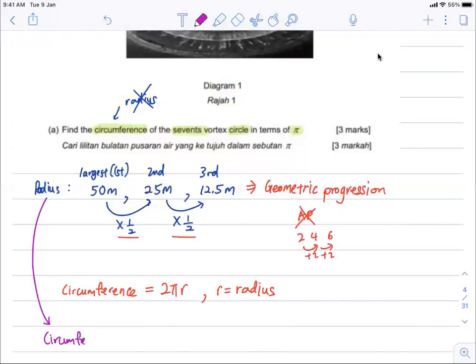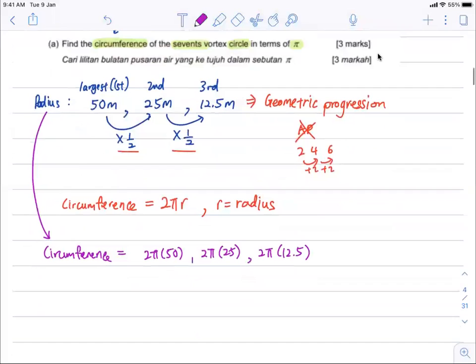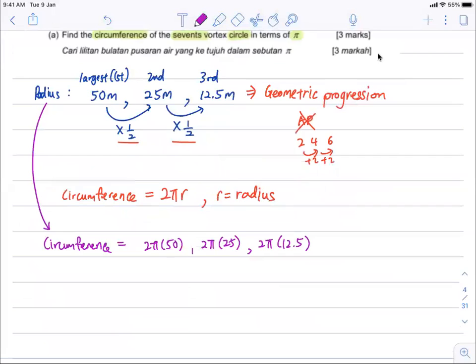Circumference is equal to 2 pi times 50. And the next one is 2 pi times 25. Third one is 2 pi times 12.5. You can see that after the radius is changed into circumference, it still follows a pattern of multiply half, which means the circumference still follow a geometric progression.